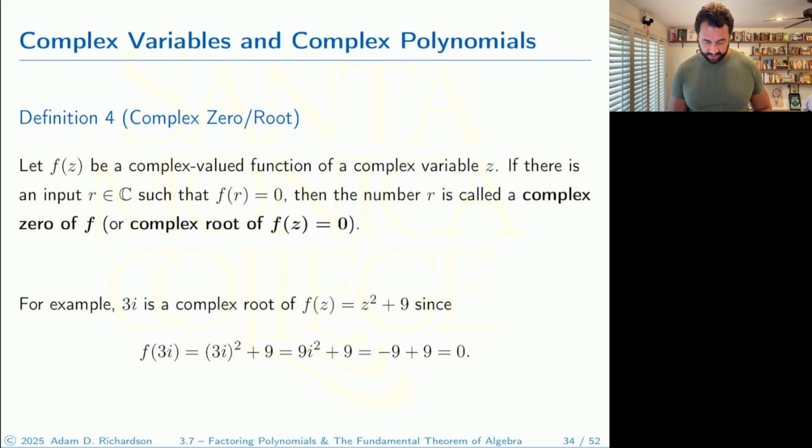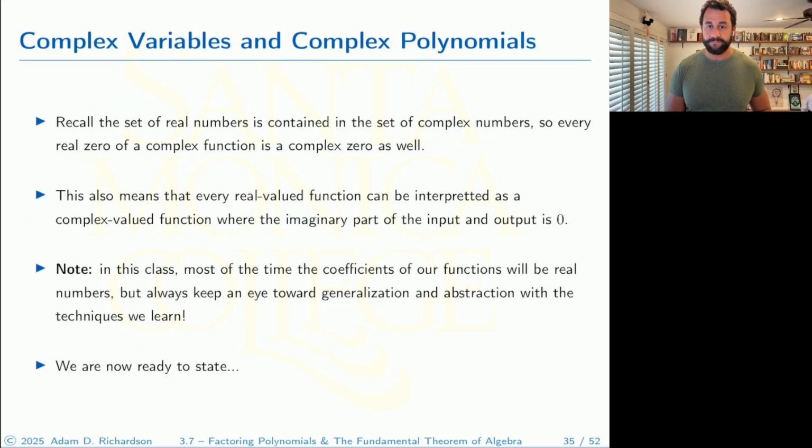So as an example, 3i is a complex root, or complex zero, of z squared plus 9. Because if I plug in 3i to this function, then I'm going to get negative 9 plus 9 equals 0. So this is a complex root of that function. That's the basic idea. Okay.